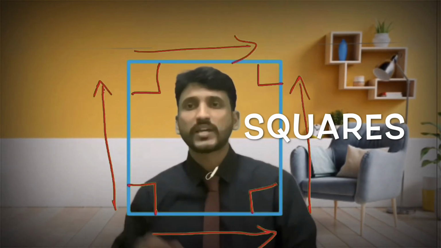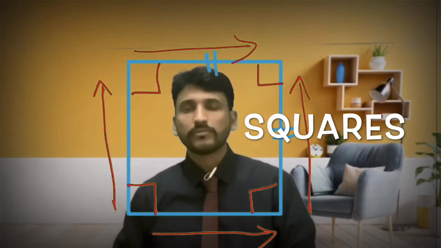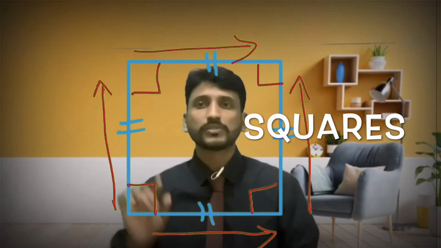So now, tell me the properties of a square. 1. It's a parallelogram, so all the properties of a parallelogram apply. We know the properties of a parallelogram: opposite sides are parallel and equal, opposite angles are equal. Along with that, each of the angles is 90 degrees and also all the sides are equal. So if in a parallelogram all the angles are equal and all the sides are equal, it becomes a square.